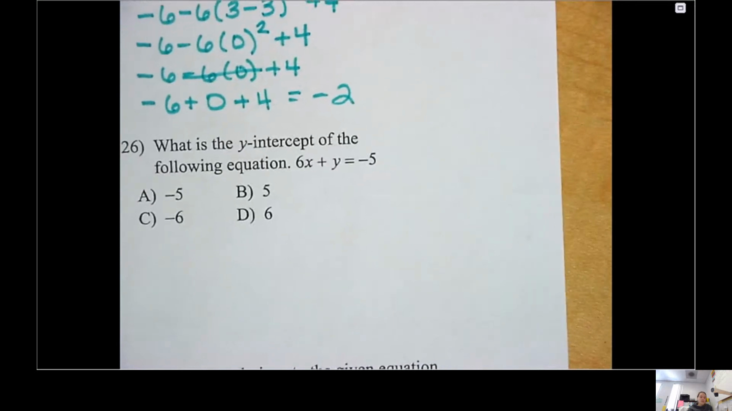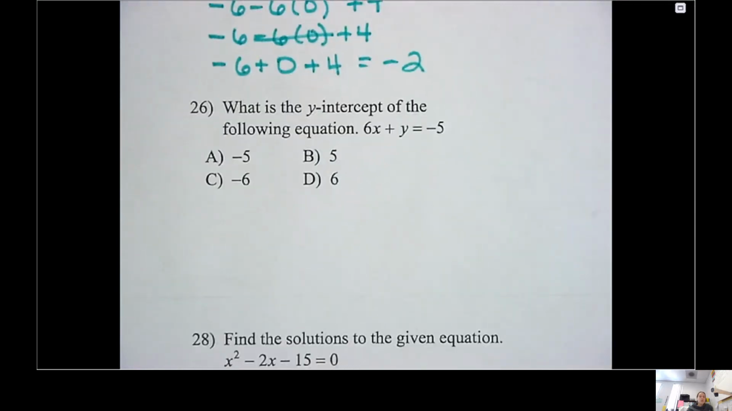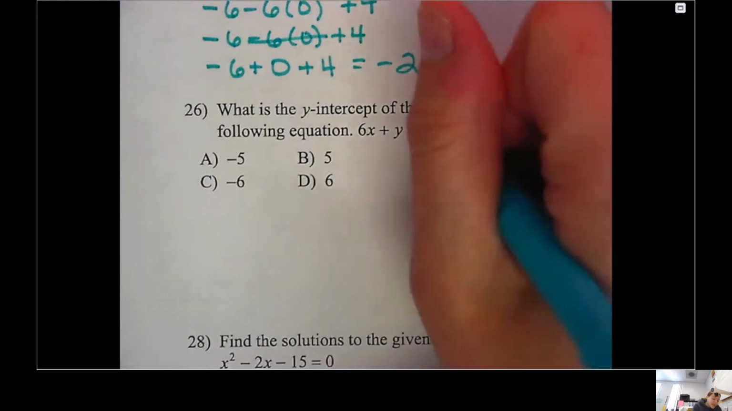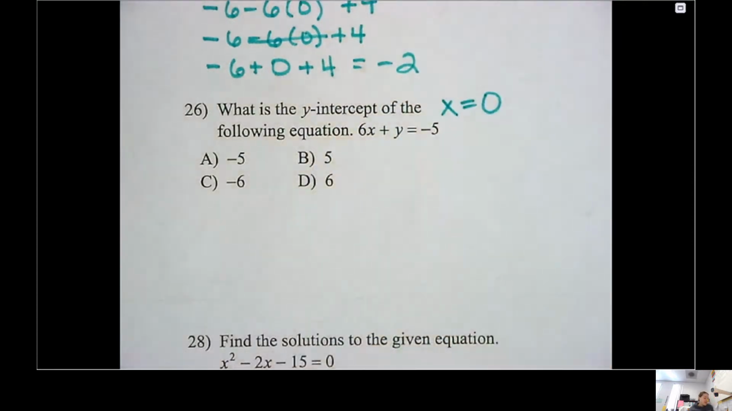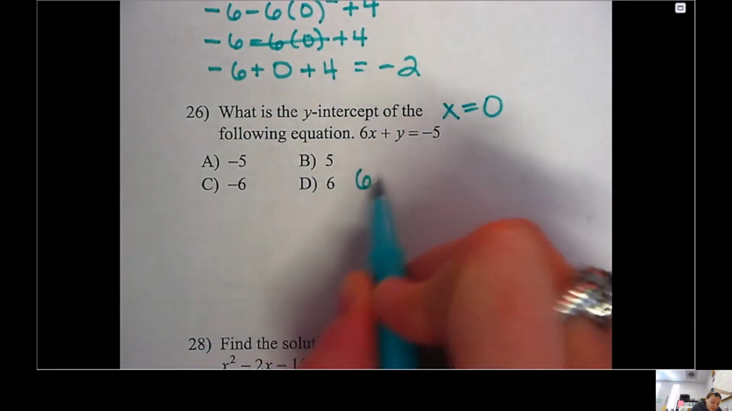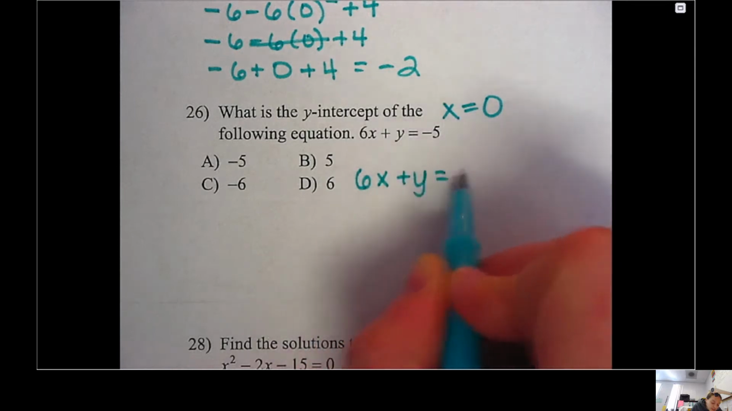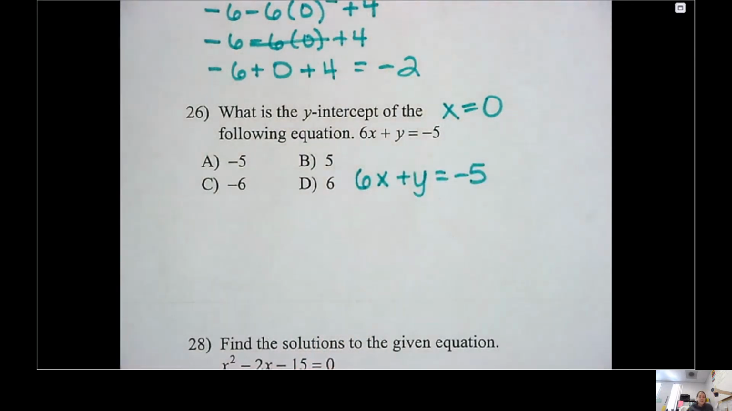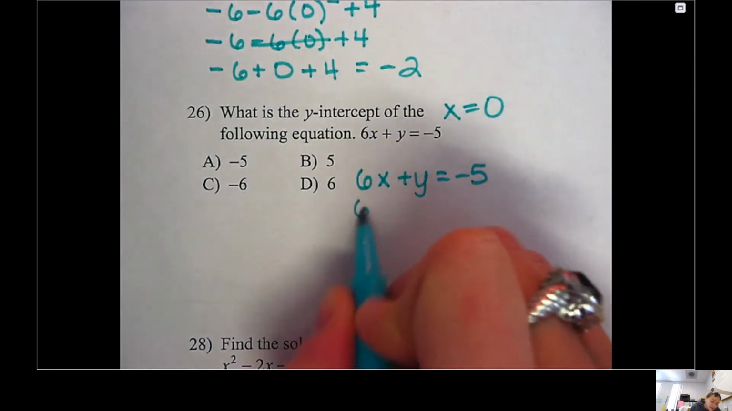All right, almost done. We're so close. 26. What is the y-intercept of the following equation? So remember, y-intercept is when the x value is 0. So I'm just going to plug it into the equation. Wherever I see x, I'm going to plug in 0.